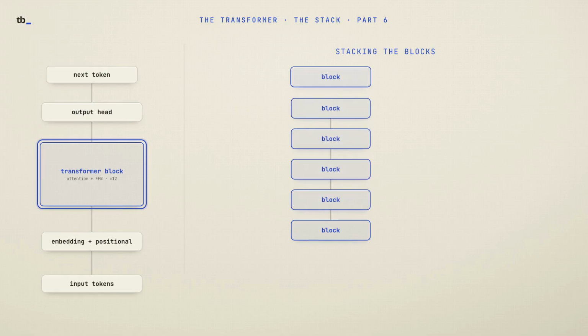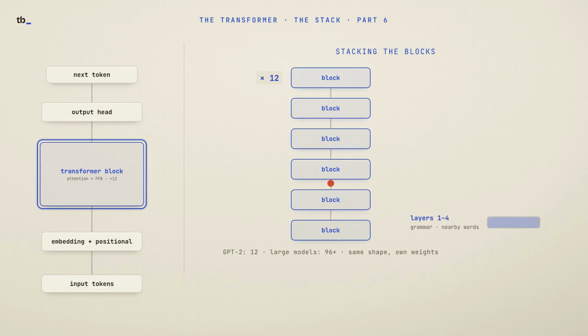The output of one block becomes the input to the next, and we repeat. GPT-2 stacks 12. The biggest models stack 96 or more. Same shape at every layer, but each has its own learned weights, and the representation sharpens as it climbs.